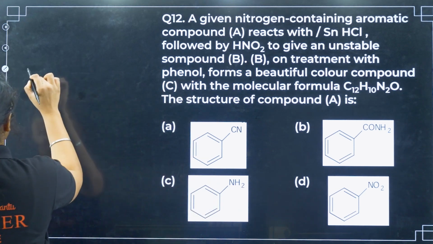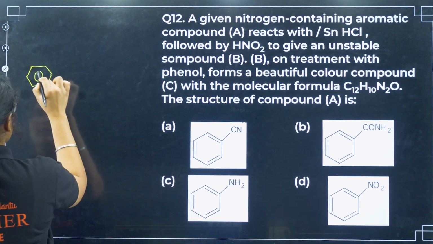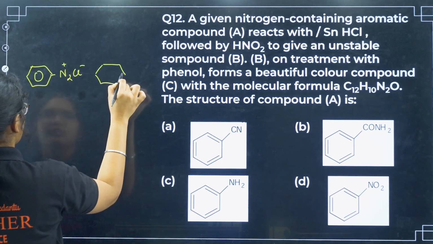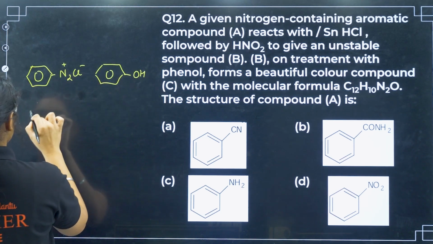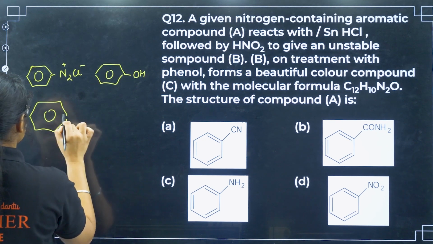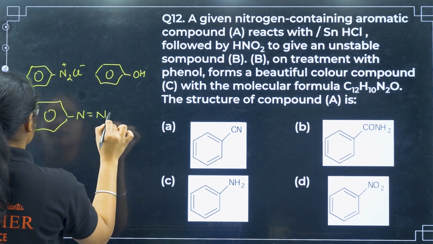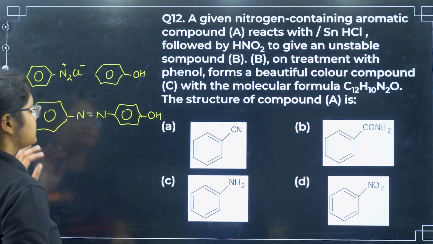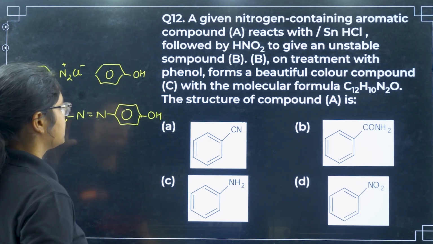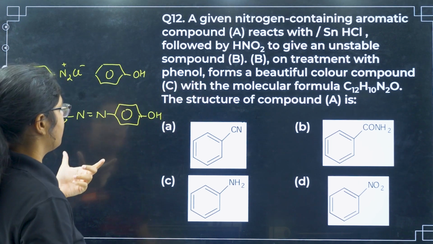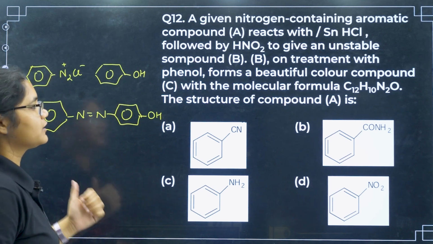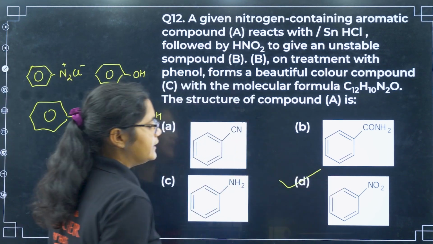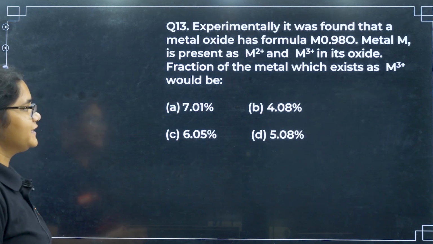So I have B, this one, N2+ and Cl-, and if I treat it with phenol, what will I get? I will get a compound like this, N double bond N, I have phenol, and then I have the OH group. So this is there, and this is your beautiful colored compound. You know, these are azo dyes, they are colorful compounds. So what is the structure of compound A? That is option number D here. Let's see the next question here.